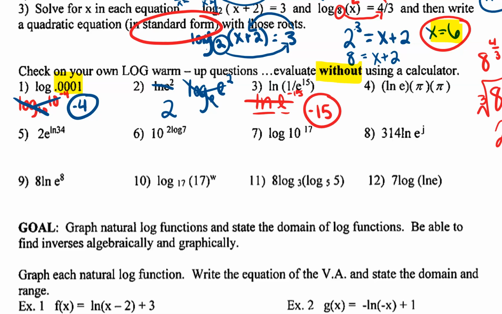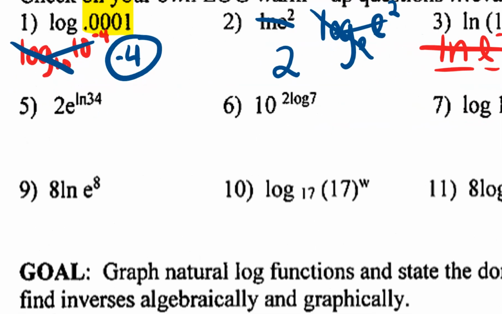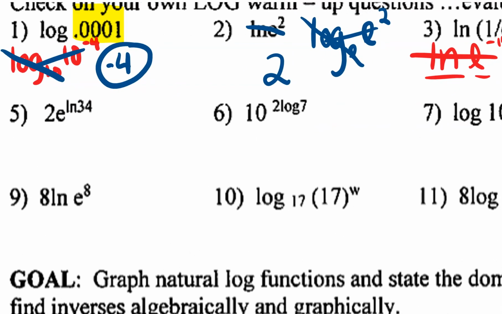On the next one, natural log and e cancel each other out. What we are left with is e to the first power. So really we're just left with 1 there. And then pi times pi. So 1 times pi is just pi squared. Next one. Same idea. We have base e, and then we have log base e, because that's what natural log is. Those will cancel each other out. We'll be left with 2 times 34, which is 68.